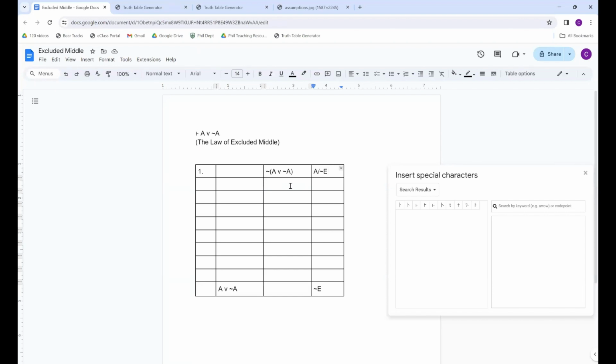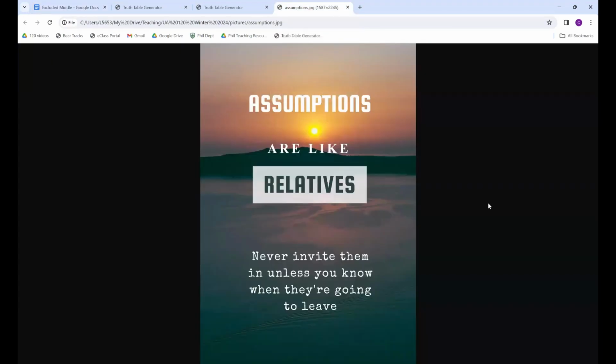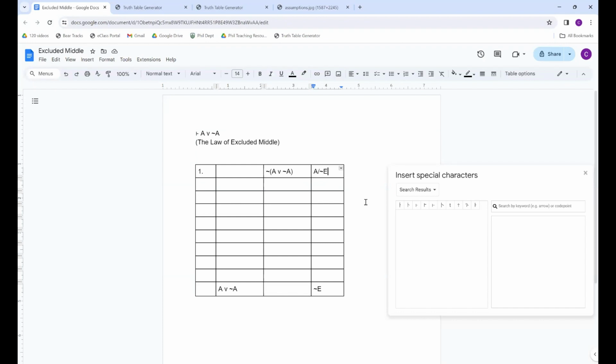This isn't making an assumption blindly, right? Because remember what the cardinal rule of assumptions is: don't make an assumption unless you know how you will discharge it. I actually went and made a motivational poster so that you won't forget this. But in this case, the problem with making assumptions blindly is you don't know how to discharge them.